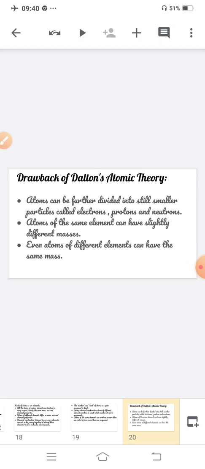I think with this, Dalton atomic theory is very clear to you. Postulates are very clear to you and drawbacks are also clear to you. Please, this is a very important topic. A question can come from this, like write the postulates of Dalton atomic theory, write the drawbacks of Dalton atomic theory. So try to understand these concepts very nicely.